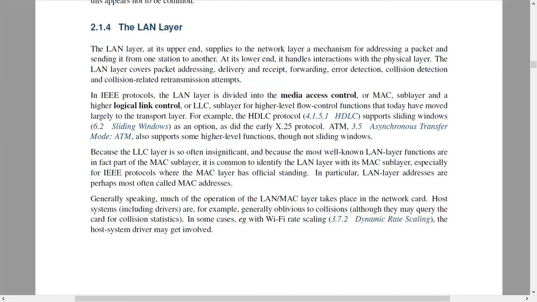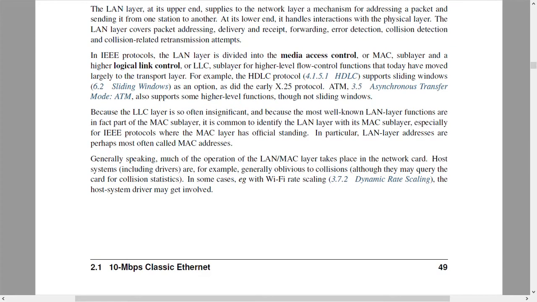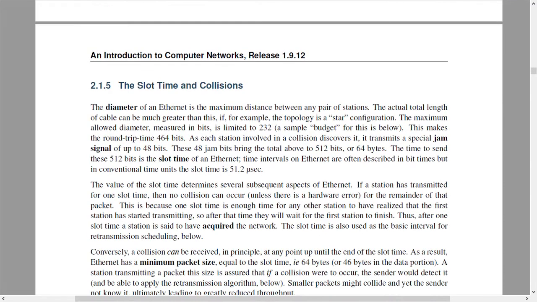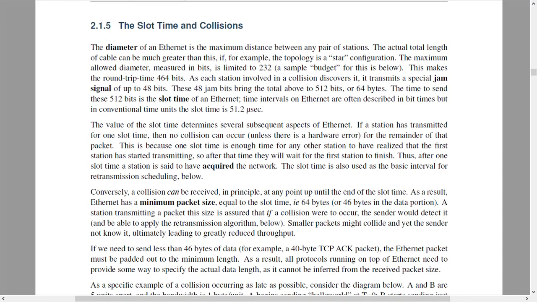So here they talk a little bit about the LAN layer. That's why last chapter they talked about the different layers. All the LAN layer does is provide the mechanism for addressing a packet and sending it from one station to another. So there's the MAC sublayer and the LLC, so that way things can be moving around. There's nothing here to worry about. Here's where the math starts to get confusing a little bit, but you guys can handle it.